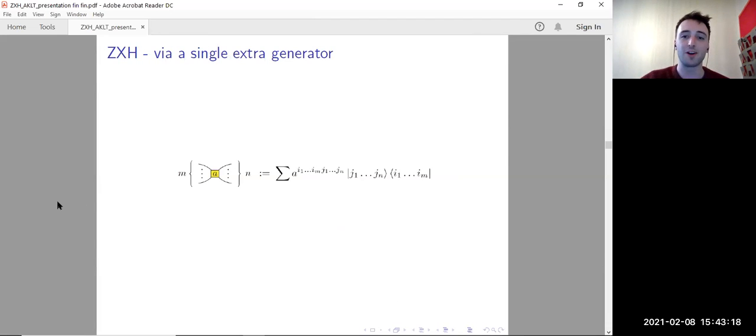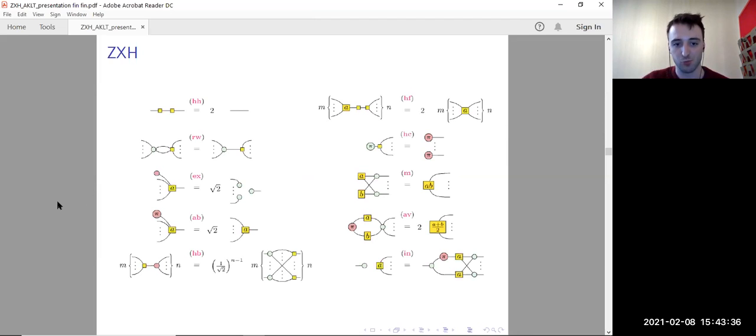So now we talk about ZXH. We get there by a single extra generator, or if anything, adaptation or generalization of a single generator. And that is our lovely one-in, one-out Hadamard box has become multiple-legged. And as you'd expect from adding another generator, this adds a bunch of rules, some of which you'll be familiar with before through the ZH-calculus, and I will talk very shortly about that overlap, which is extreme.